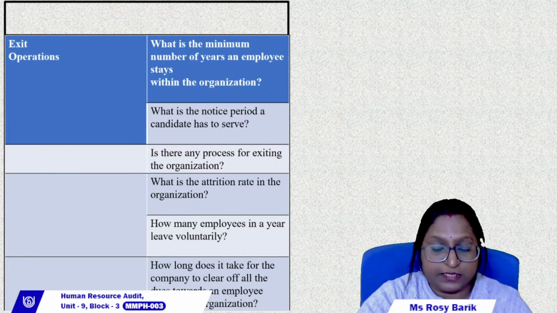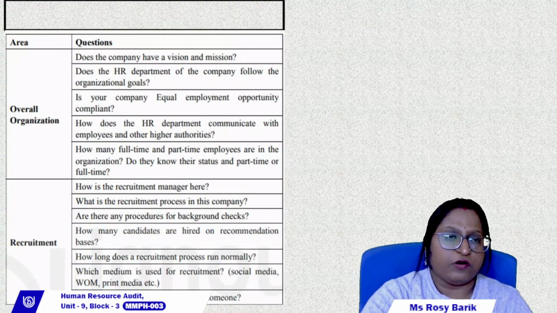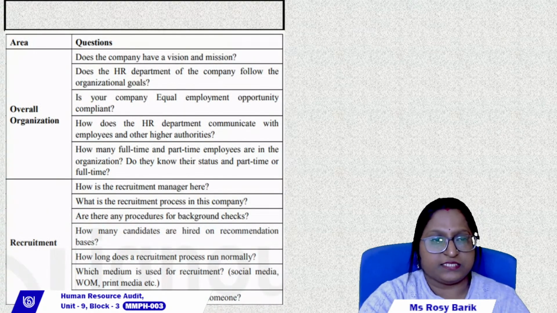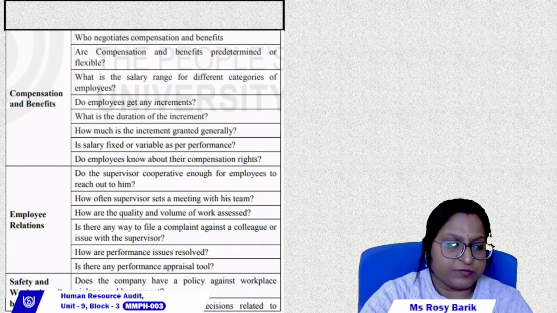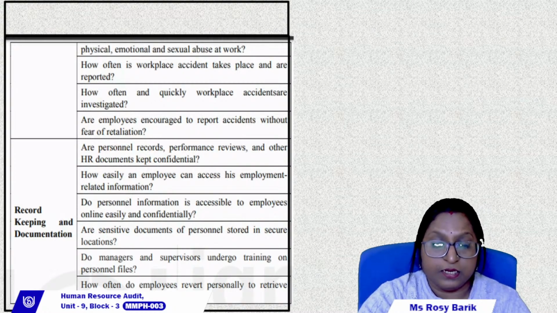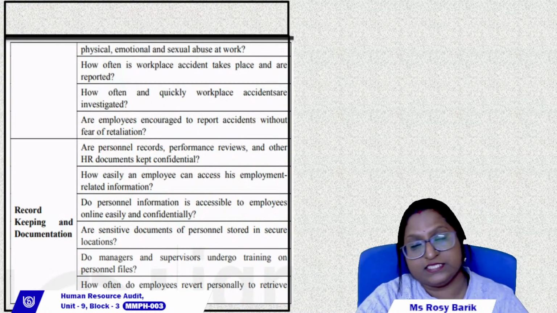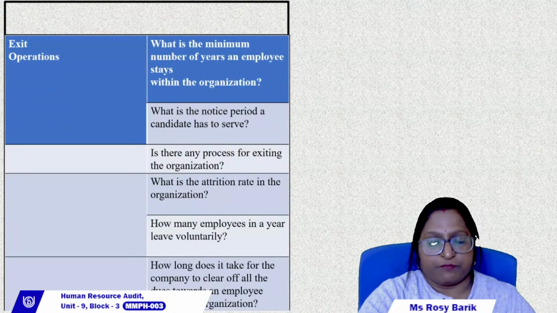So these are the things that are being audited by the auditors. First and foremost is the overall organization, then recruitment, compensation and benefits, employee relations, safety and workers' well-being, then record keeping and documentation, as it is the most important part of the organization to keep the records secret and documented, then exit operation.